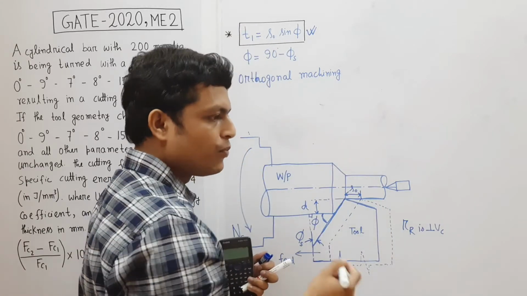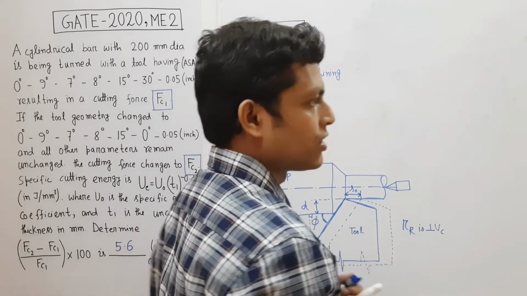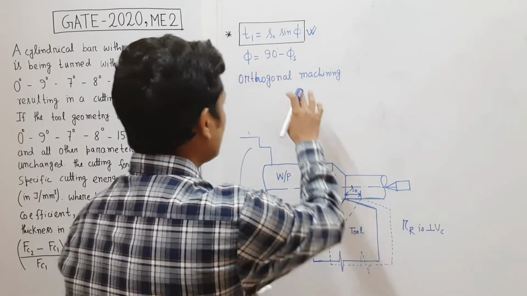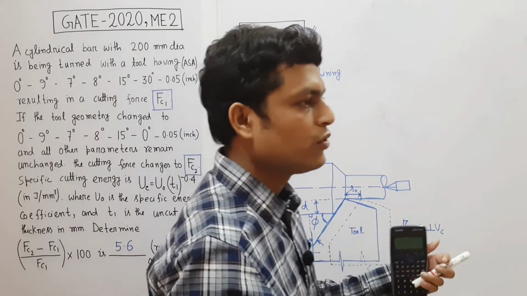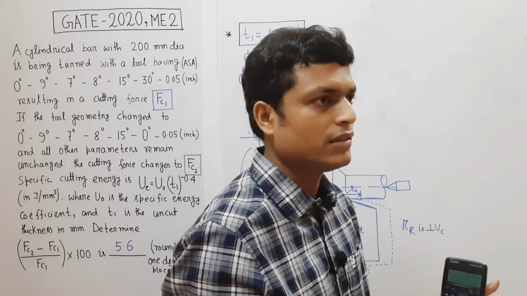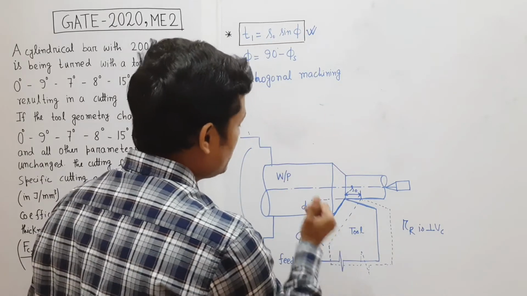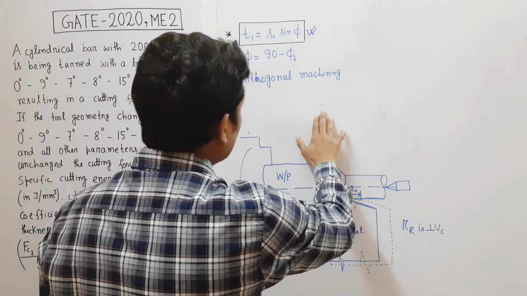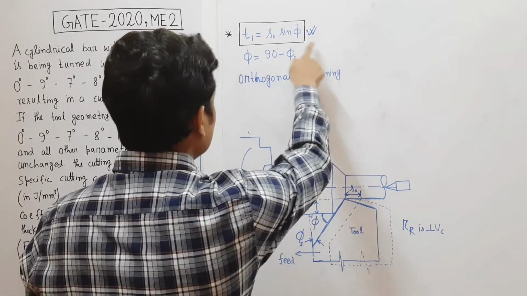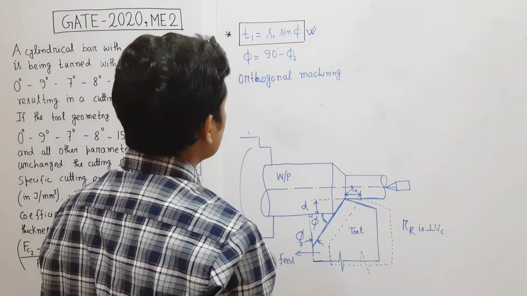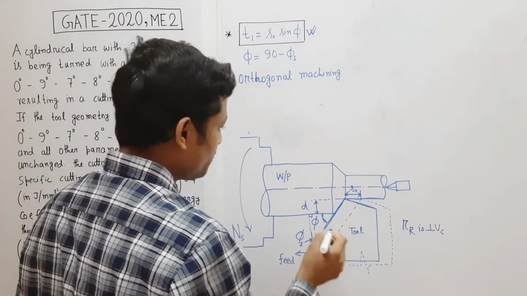When chip flows along the orthogonal direction, that is orthogonal machining. If the chip flow deviates from the orthogonal direction, that is oblique machining. So considering that this machining process is orthogonal, then only this equation is valid. How this becomes S0 sin phi, let me show to you.